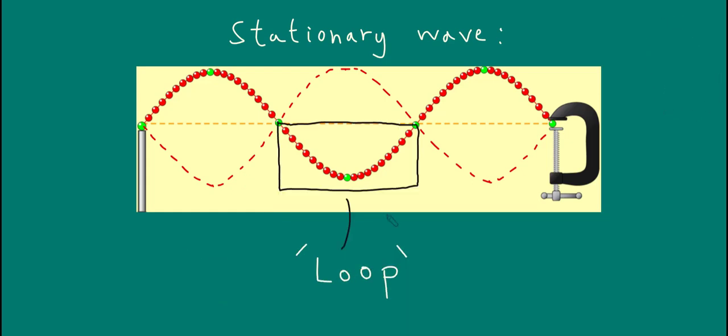Another thing you ought to know about is some terminology. So I think I've already used the word loop earlier in this video. The word loop is used to just refer to a section of the stationary wave between one node and an adjacent node. So this whole region here that I've just boxed here, we would refer to this as a loop. So I'm sure I'll be using that as we go on in this video and in other videos.